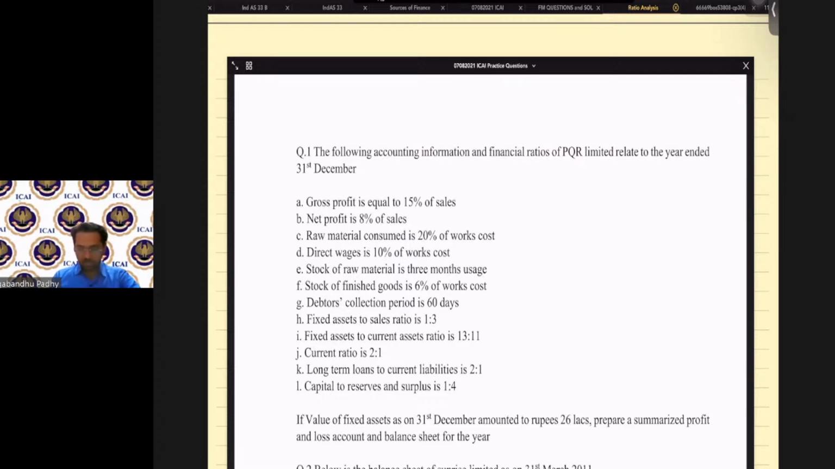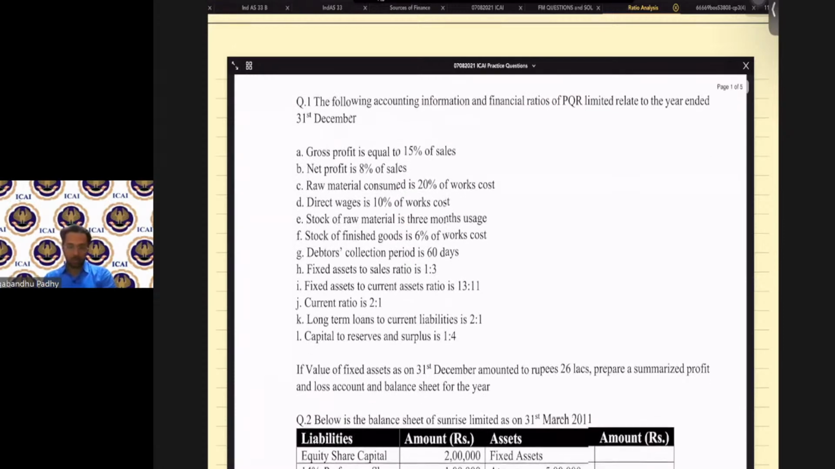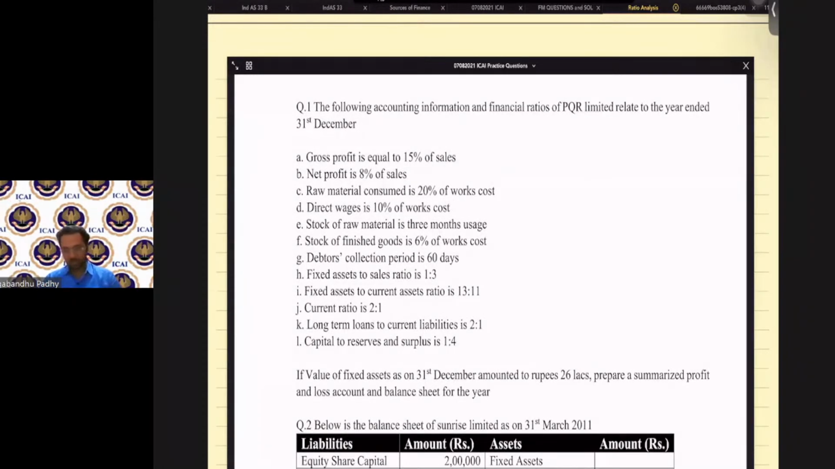Debtors collection period is 60 days. Fixed asset to sales ratio is 1:3. Fixed asset to current ratio is given as 13:11. Current ratio is 2:1. Long-term loan to current liabilities is 2:1. And capital to reserves and surplus is 1:4. We have been given the value of fixed assets as on 31st December amounts to 26 lakh, and we have to prepare the summarized profit and loss account.